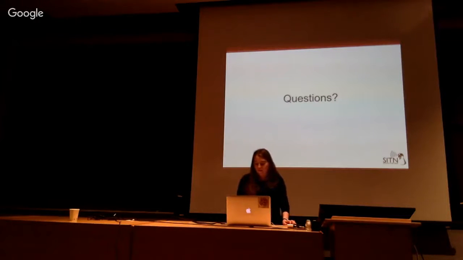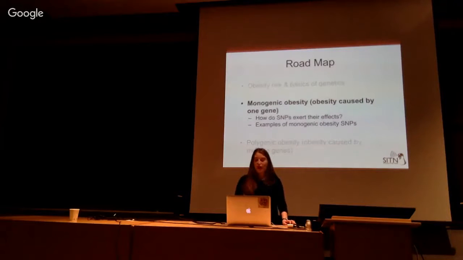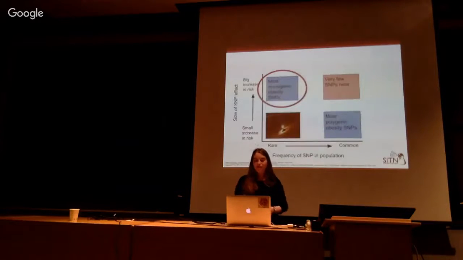Great. So we are now going to talk about monogenic obesity, so obesity caused by one gene. This is going to be in two parts. First, we're going to talk about how SNPs exert their effects. What does it actually mean when you have a SNP, and why does it cause changes? The second topic is some examples of monogenic obesity SNPs. Just to remind you, we are here. We are now talking about rare SNPs that cause a big increase in risk.